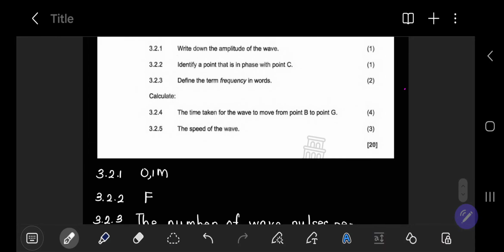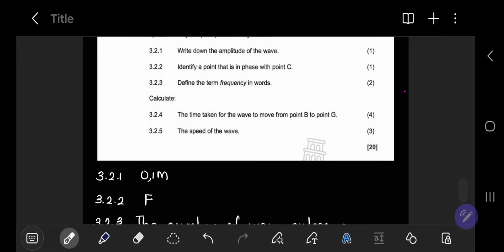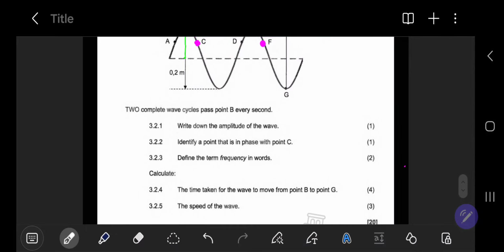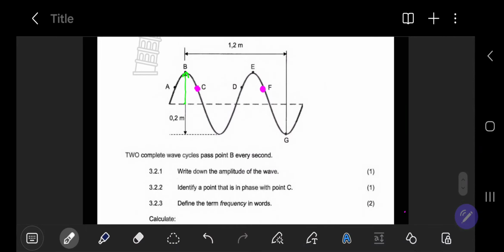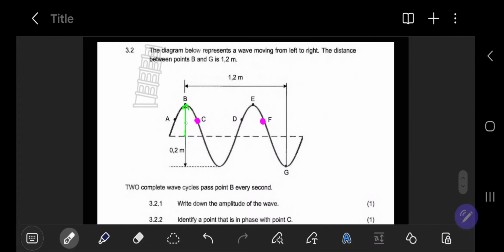Now it says calculate the time taken for the wave to move from point B to point G. So we want to know the time taken for the wave to go from this point, point B, to point G. Basically, how long is it going to take the wave to travel that 1.2 meter distance?